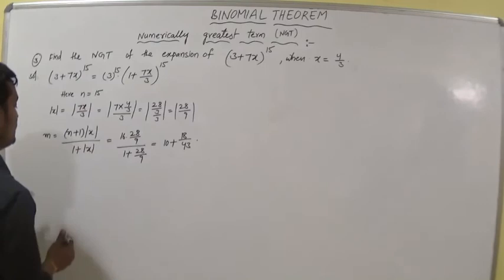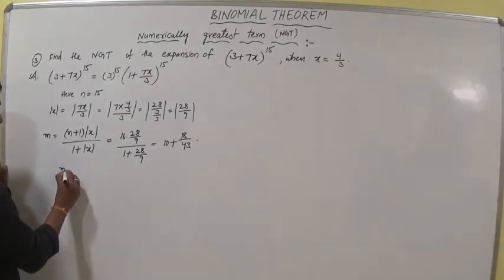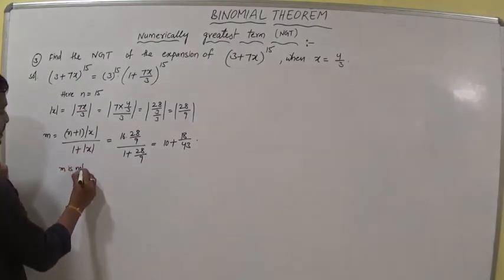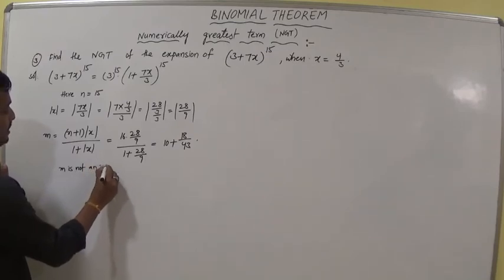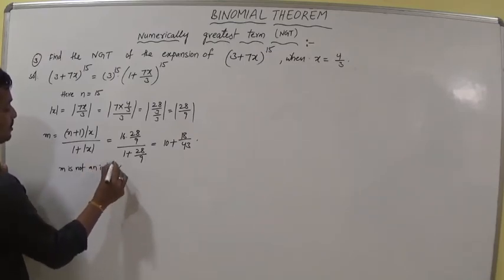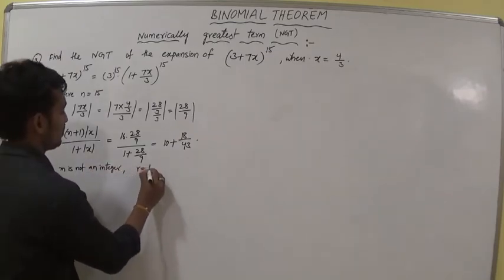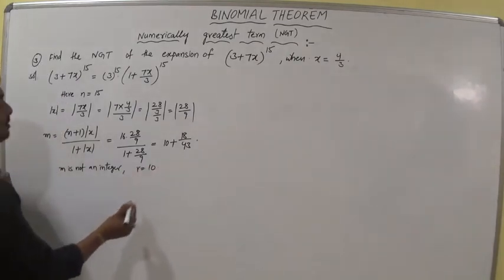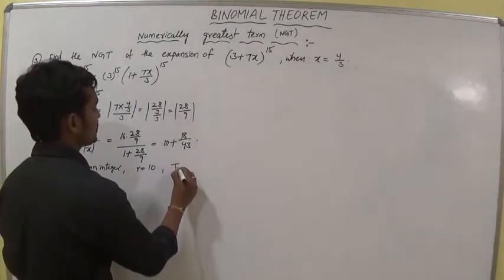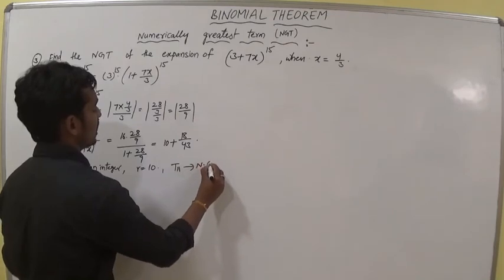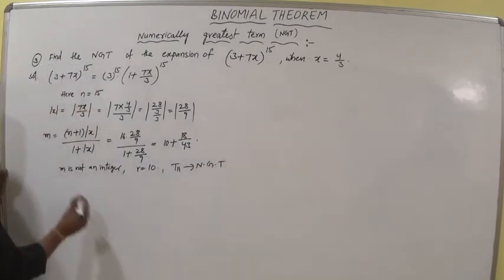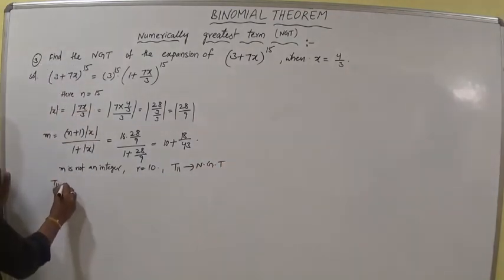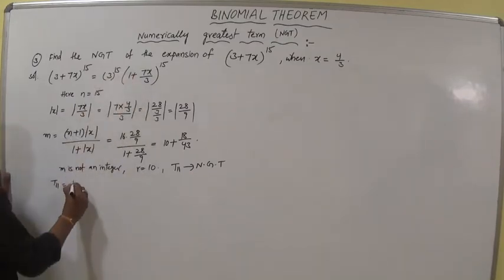Here m is not an integer. So we are taking r is equal to 10. What is the numerically greatest term? T11 is the numerically greatest term. So we can find the value of T11, which is equal to nCr, 15 C10.